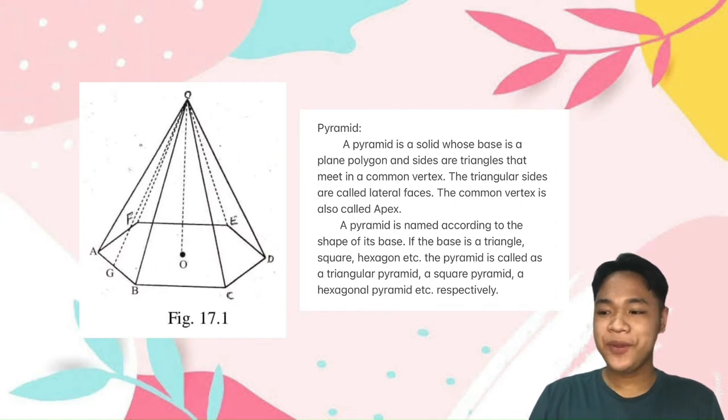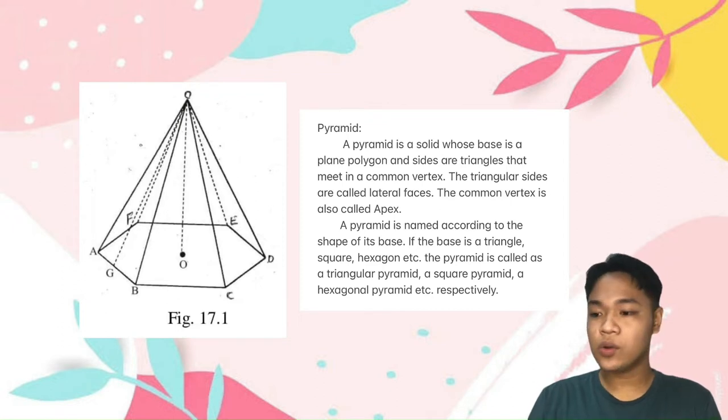Pyramid. A pyramid is a solid whose base is a plane polygon and sides are triangles that meet in a common vertex. The triangular sides are called lateral faces. The common vertex is also called the apex. A pyramid is named according to the shape of its base. If the base is a triangle, square, hexagon, etc., the pyramid is called a triangular pyramid, a square pyramid, a hexagonal pyramid, etc., respectively.